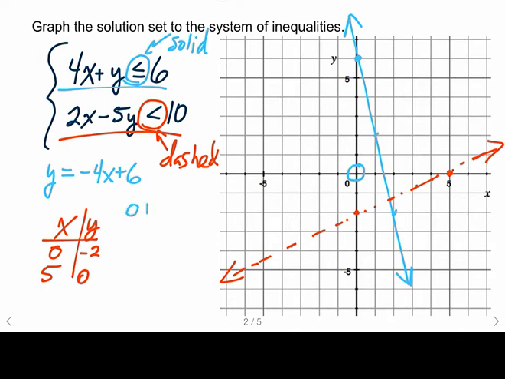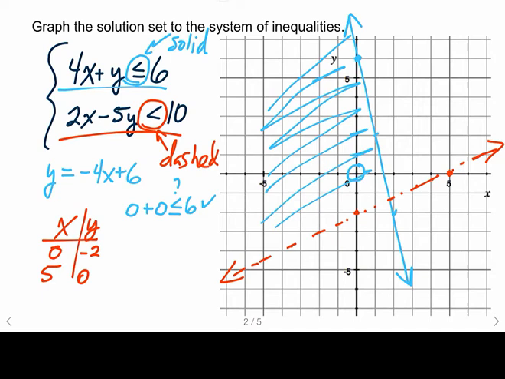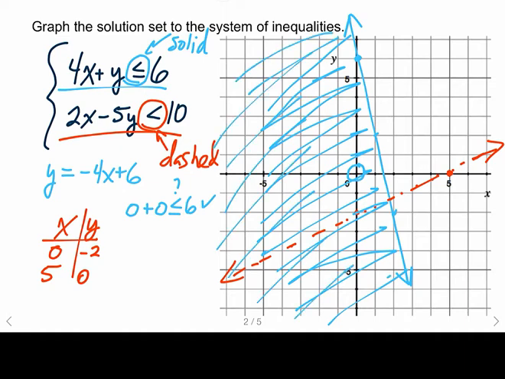So 0 plus 0, is that less than or equal to 6? The answer is yes. And so as far as that blue line is concerned, I'm shading to the left because that's the side that the origin is on. Remember, the line is the boundary of solutions. Anything on that side is going to be a solution to the inequality. And I encourage you to select some ordered pairs on both sides of the line and see which ones work and which ones don't. You'll see that we have the right shading here.